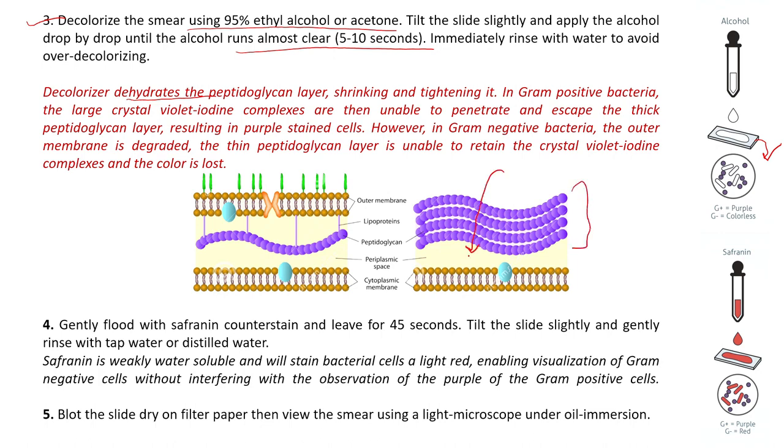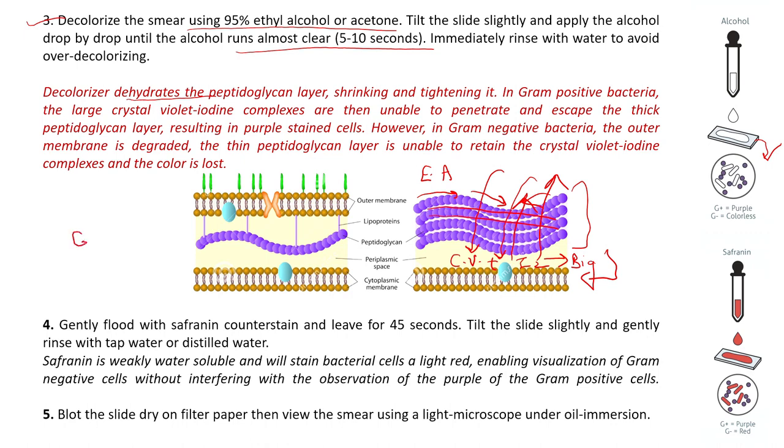In the first step you added crystal violet. In the second step you added iodine. Now the crystal violet makes a complex with iodine, and this becomes very big in size and is not able to come out. In the third step you add ethyl alcohol. Because it is a dehydrating reagent, it will shrink this peptidoglycan layer. Now it shrinks, and the crystal violet and iodine complex is not able to come out and stays in the cell.